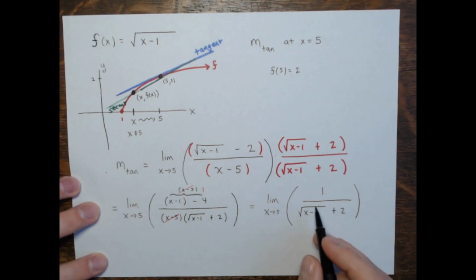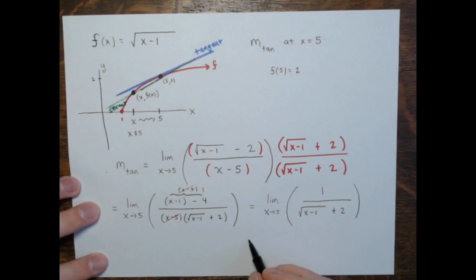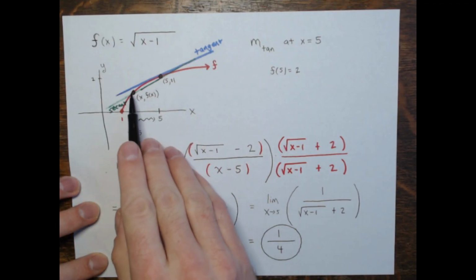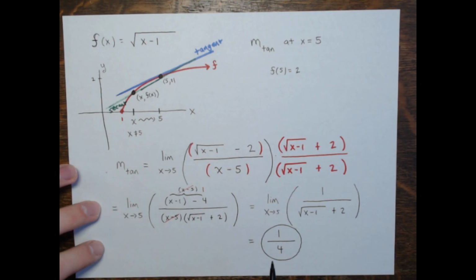And now I have something where I can just do a direct substitution to evaluate the limit. So this would be 1 divided by, and when I plug 5 in, 5 minus 1 is 4, square root of 4 is 2, and then 2 plus 2 is 4, right? So the denominator is just 4. So there's the slope of this line. This tangent line to the curve at this moment has a slope of 1/4.